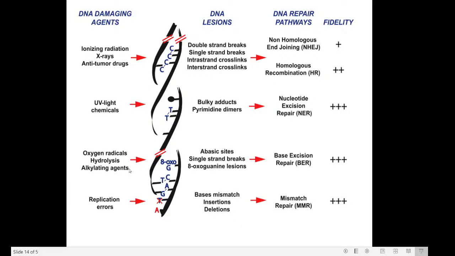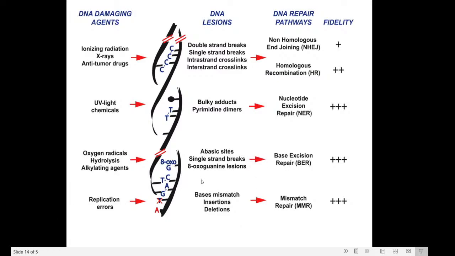Oxygen radicals, hydrolysis, some compounds, 8-oxo-G. These are the oxygen radicals, hydrolysis and alkylating agents. This kind of damage causes abasic sites and single strand breaks. This breakdown is repaired by the base excision repair method.